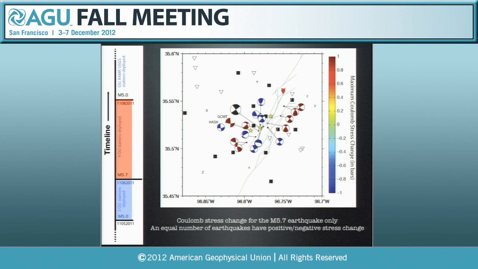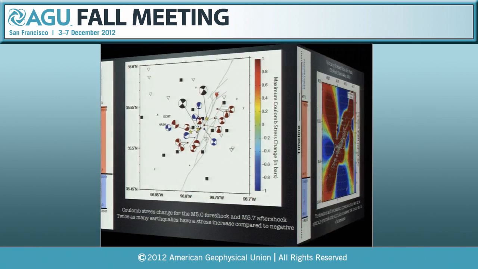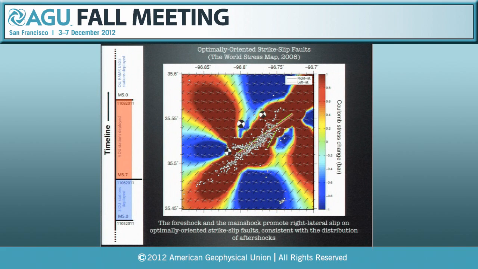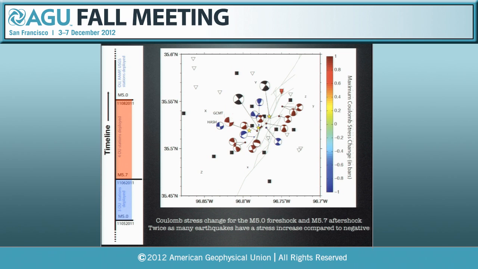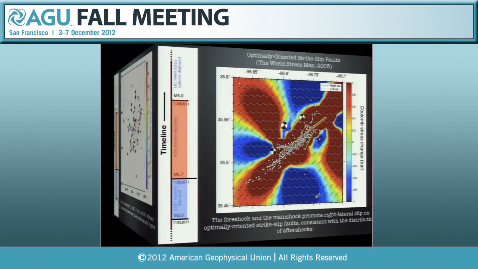If we look at the nodal planes, just based on the main shock, there's an equal number of earthquakes that have a positive and negative stress change. And then if we look at both events, you can see that twice as many earthquakes have a stress increase compared to a negative one.